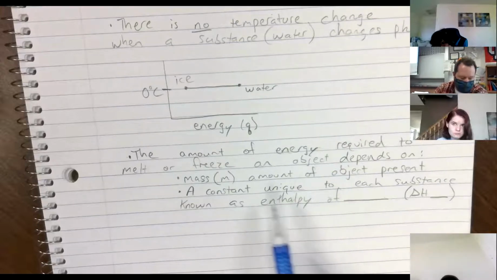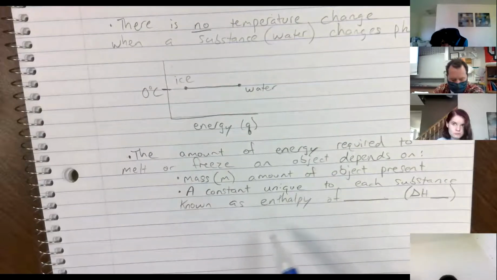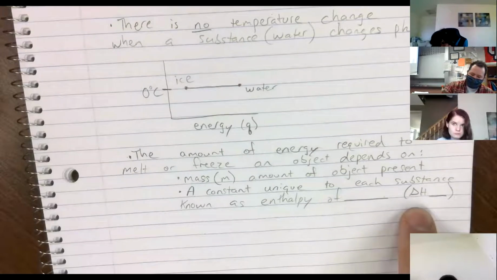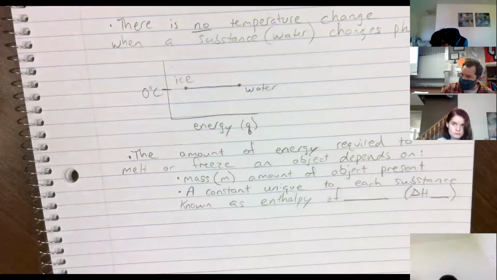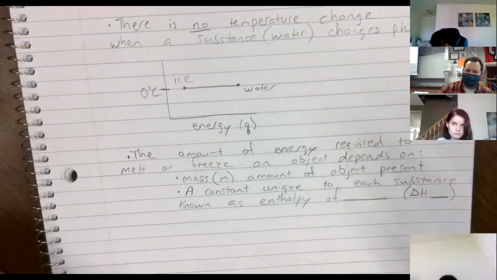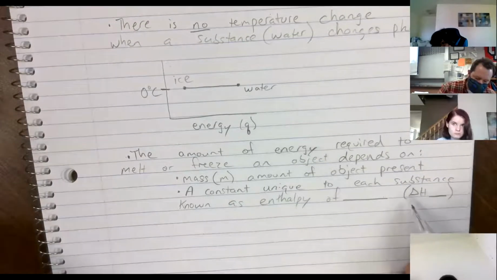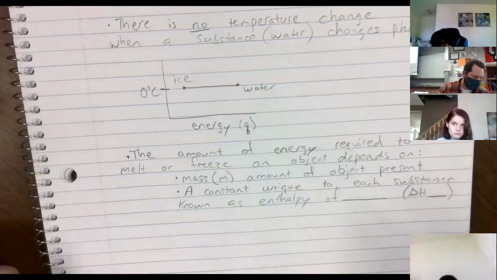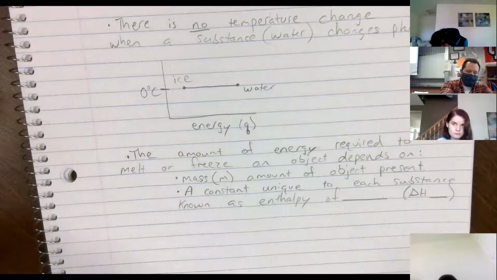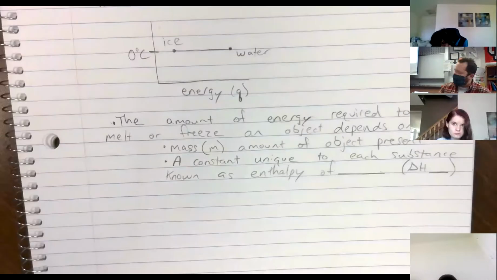Now that delta H is different, depending on the substance. If you have carbon dioxide, it has a different enthalpy of fusion, how much energy to freeze it or melt it. So that's what the blank is, whatever phase change you're working with, and then whatever substance you have determines what that delta H is. So that's how we calculate the amount of energy, with our mass and with our constant.